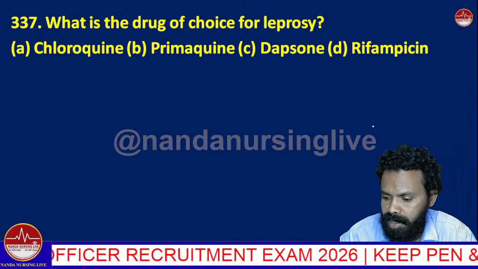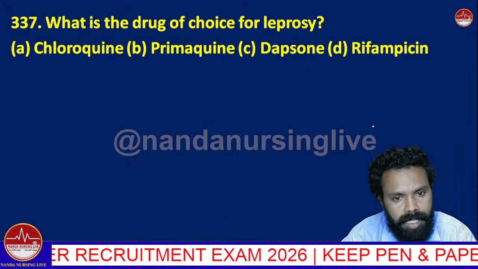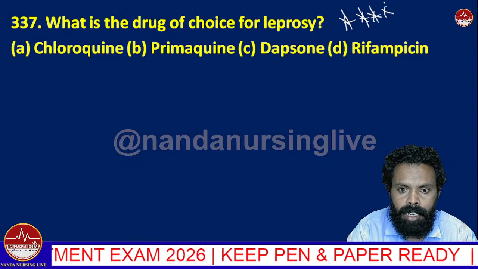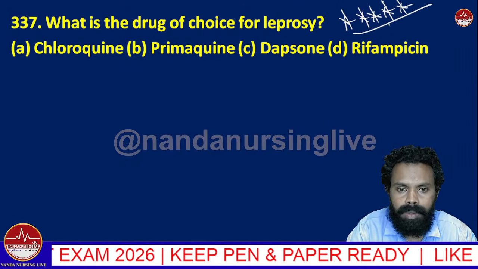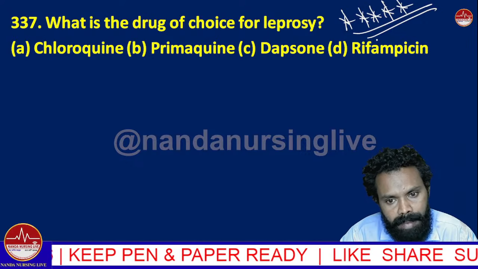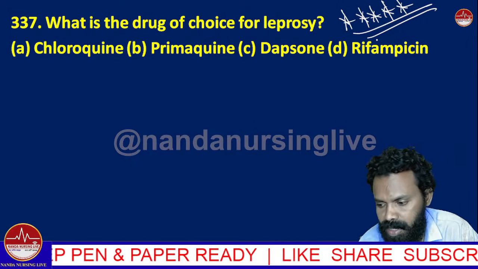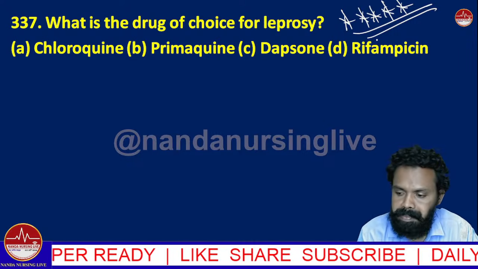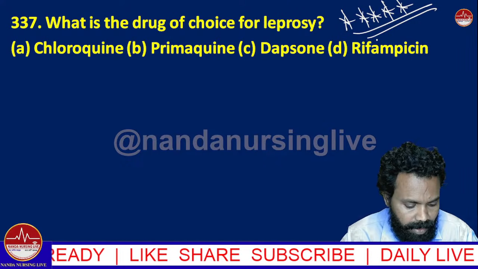Next question number 337, what is the drug of choice for leprosy? Option A is chloroquine, option B is primaquine, option C is dapsone, option D is rifampicin. So which option is the correct answer, beta? फटाफट answer कर दीजिए बेटा.